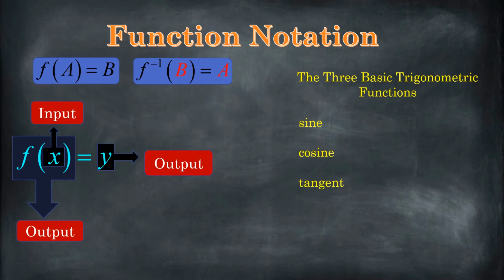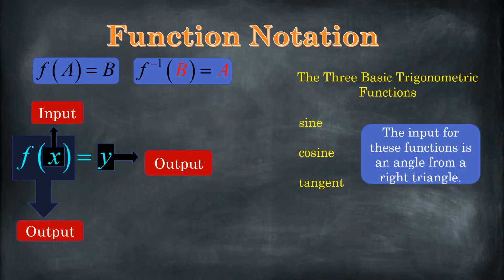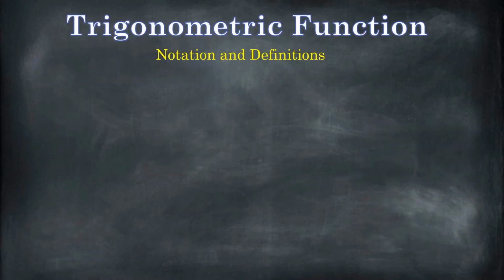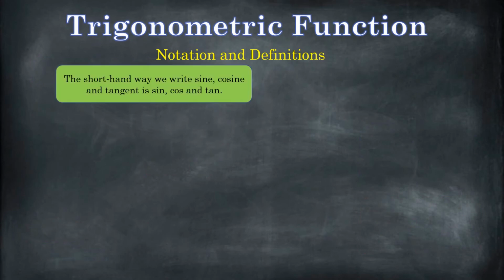Now, here are the three basic starting trigonometric functions. There's sine, cosine, and tangent. Now, the input for these is an acute angle from a right triangle. And trig goes way beyond right triangles, but to start with, that's where we begin. Sine, cosine, and tangent have inputs that are acute angles initially. And the outputs, well, those are going to be the ratio of sides from the triangle that those angles come from. Now let's talk about some definitions, right?